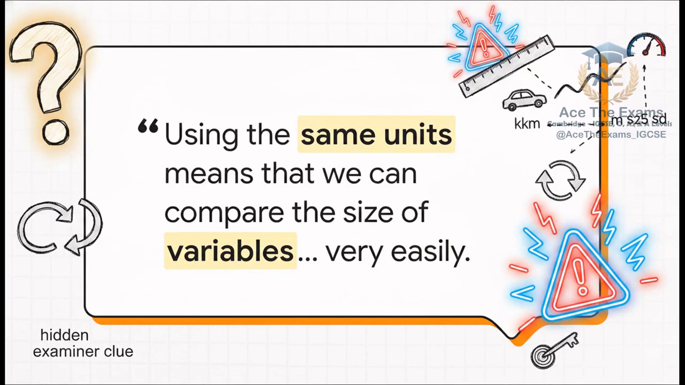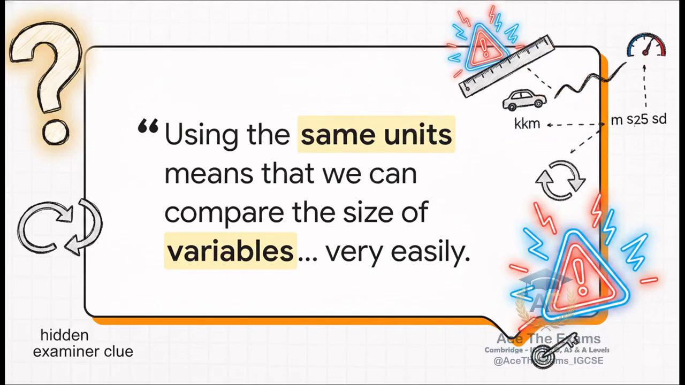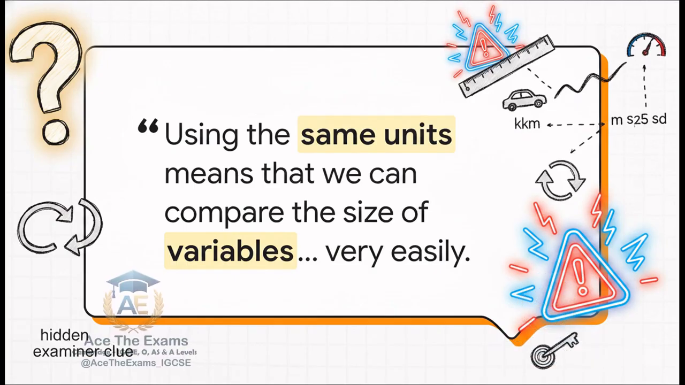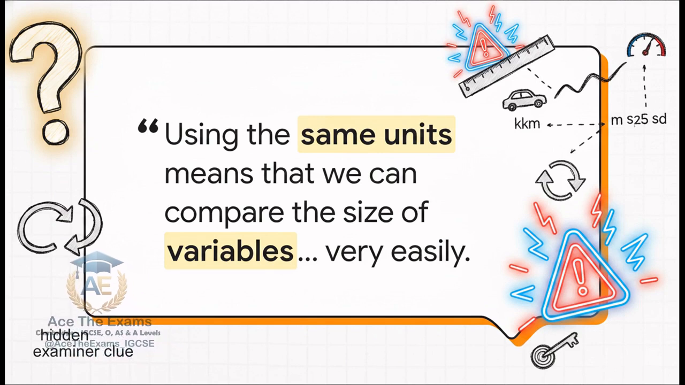Now remember that open loop from earlier, the hidden examiner clue? Well, here it is, perfectly summarized by this quote. Using the same units means that we can compare the size of variables very easily. The ultimate examiner clue is unit inconsistency in the prompt itself. If a question gives you a distance in kilometers but asks for an answer in meters per second, that mixed unit is a deliberate, giant, flashing neon sign from the examiner. They are practically screaming at you to convert before you calculate. Spotting that mixed unit is the absolute key to unlocking the top mark band.